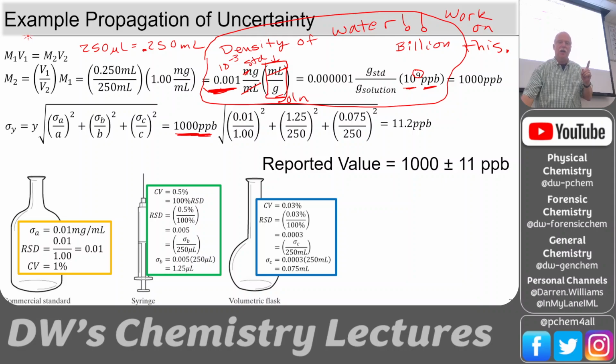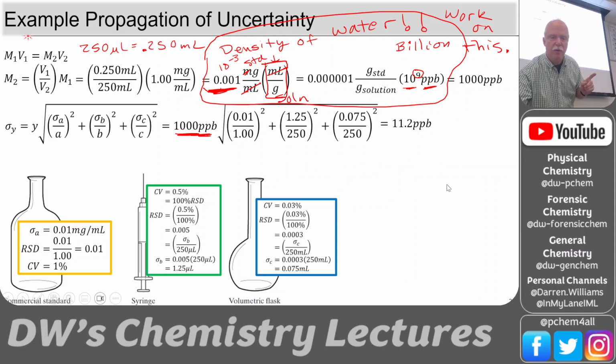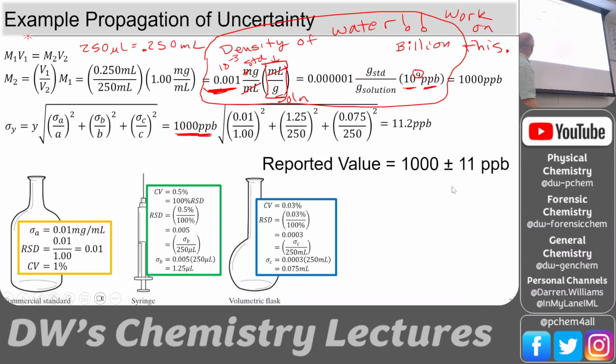The syringe is a good idea. Let's look at the syringe. We've got it right here. The syringe here, this is the CV, it's 0.5%. So it's not quite at 0.1. I would like 0.1, but it's at 0.5. The volumetric flask, it's at 0.03%.